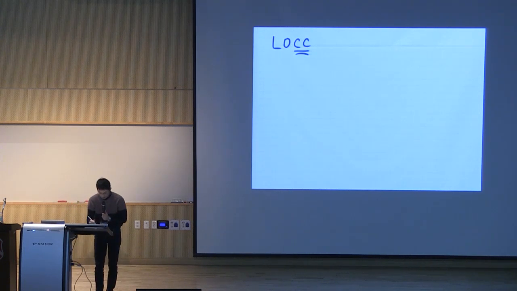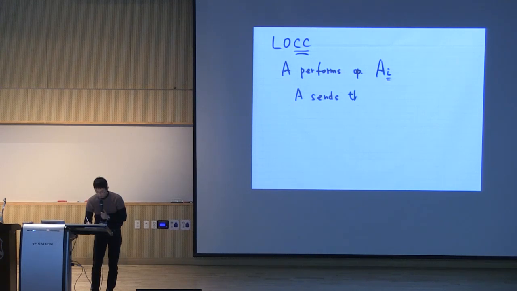Let me consider one simple example. Suppose that Alice performs some operation A_i, and then she sends her outcome, her results, which depend on i, to Bob by classical communication.